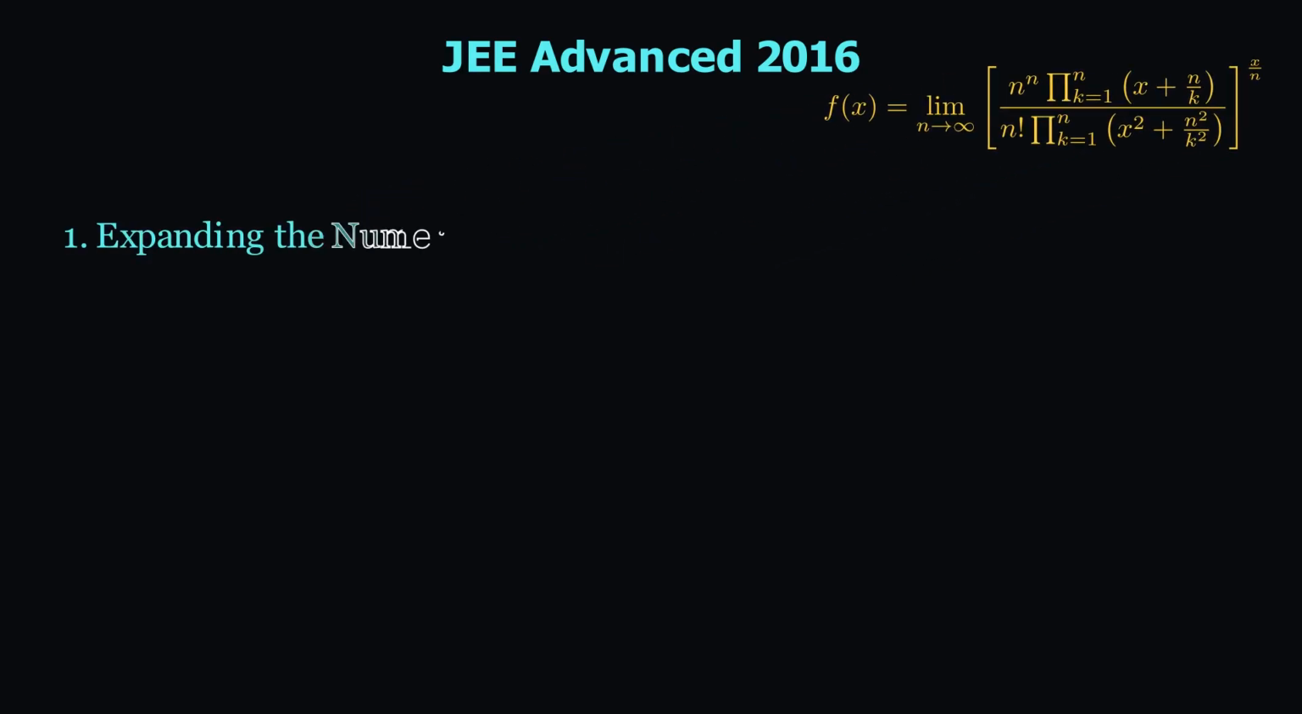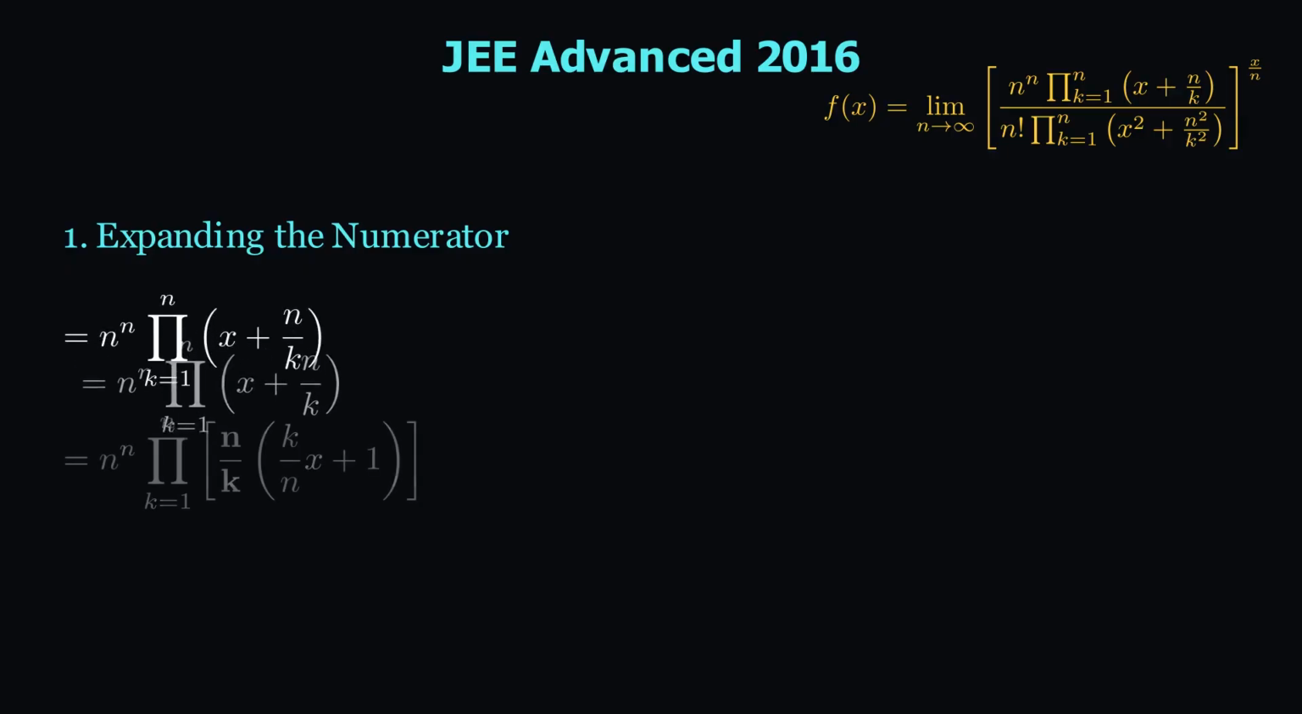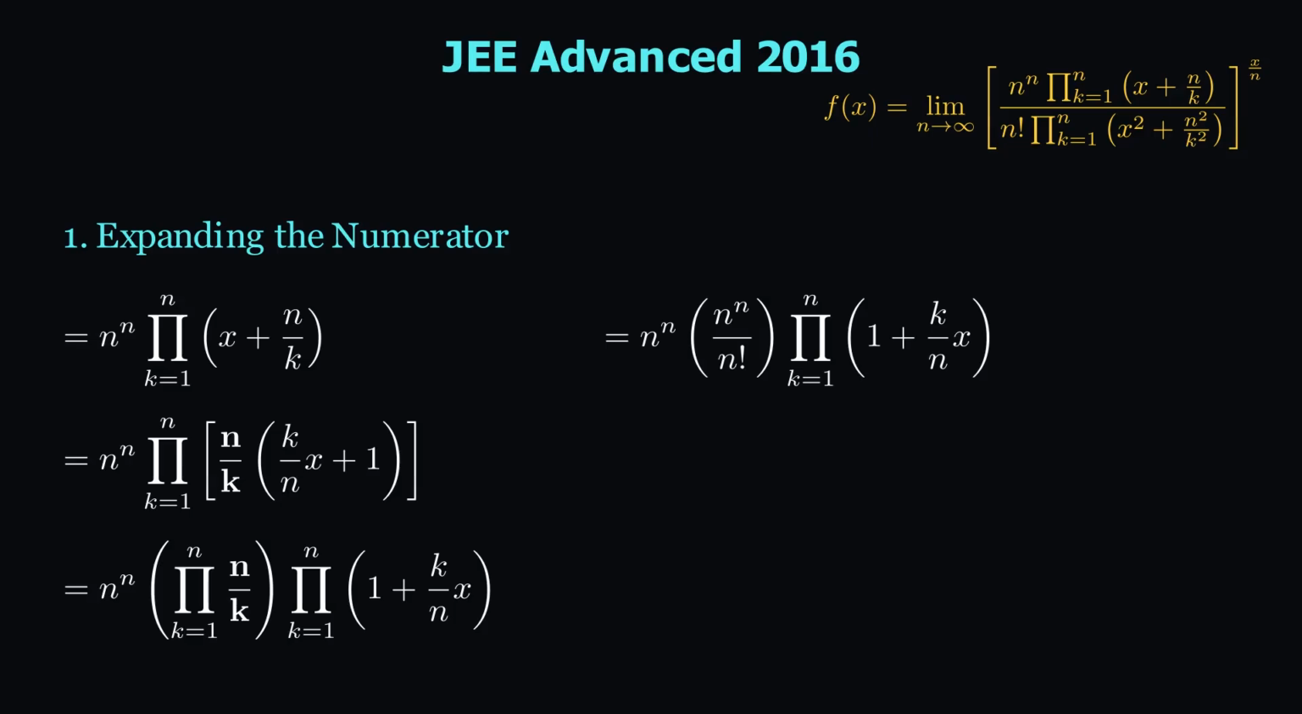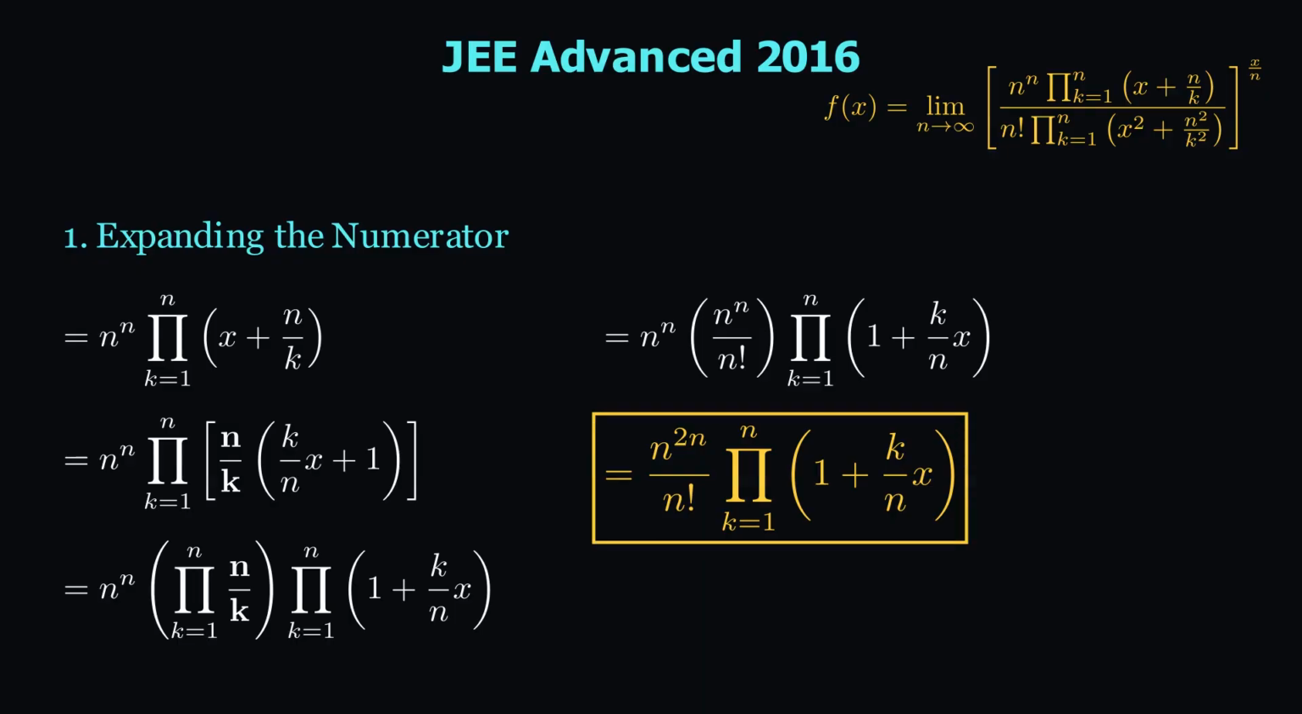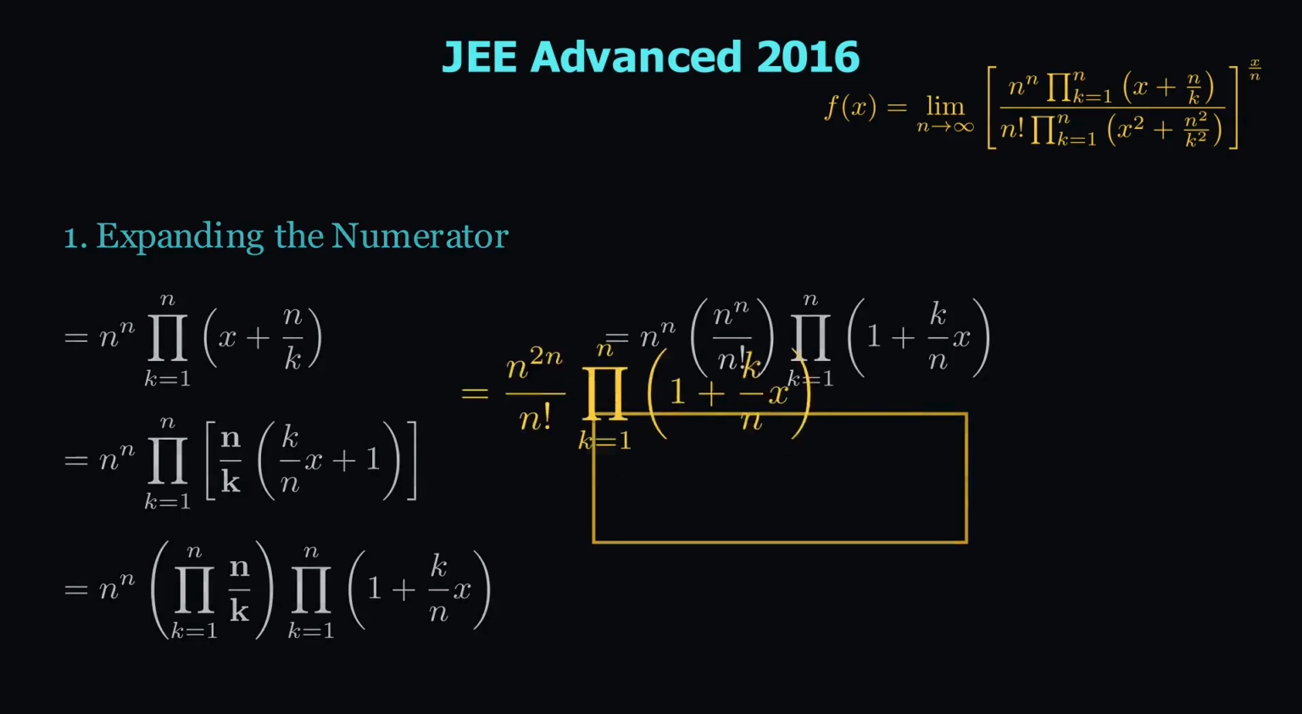Let's carefully isolate the numerator. To create a recognizable format, we factor out n over k from the parenthesis. Now we split the product. The product of n over k from 1 to n is simply n multiplied by itself n times divided by n factorial. Multiplying our leading terms gives us a massive constant, n to the 2n over n factorial.